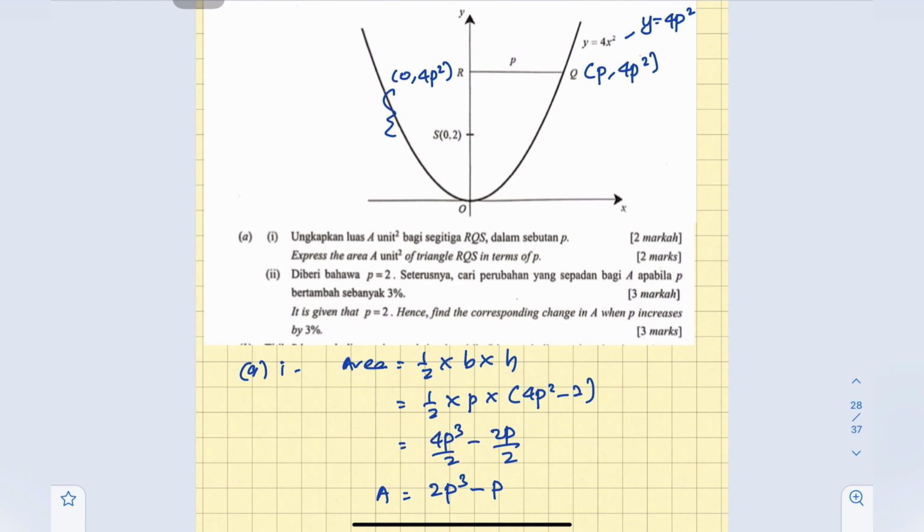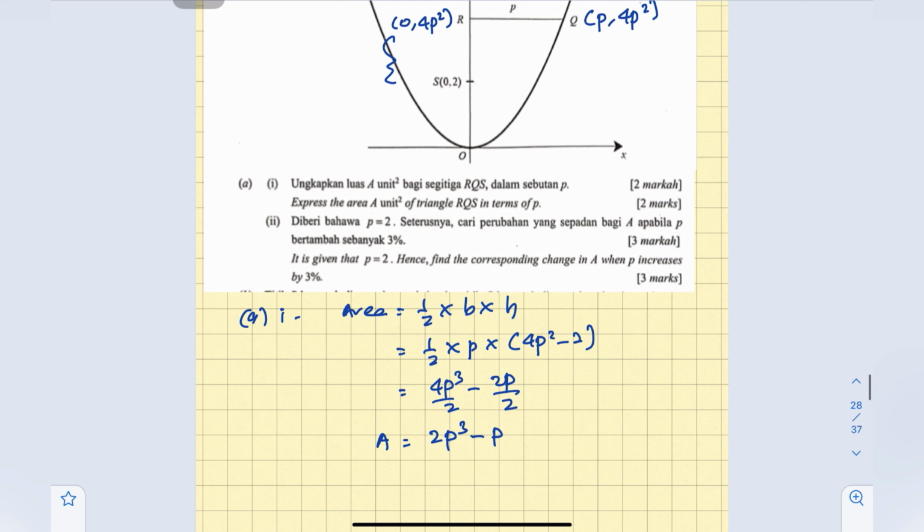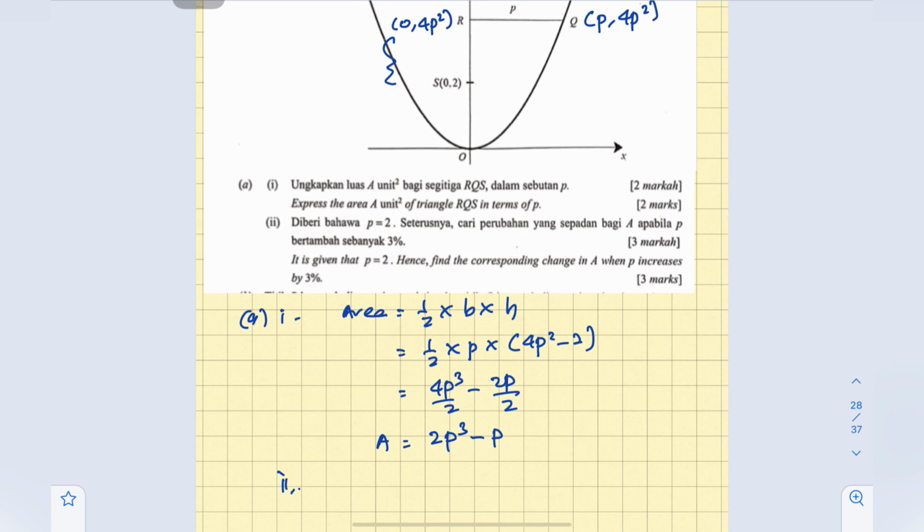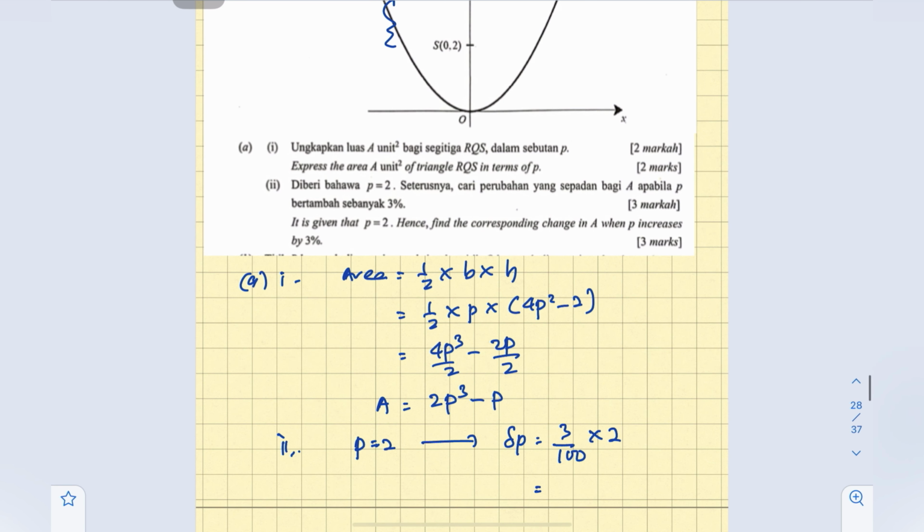Part (a)(ii), it is given that P equals 2. Hence find the corresponding change in A when P increases by 3%. Given here P equals 2. P increases, meaning that delta P is 3% times 2, which is 3/100 times 2. So delta P equals 0.06. To find the corresponding change in A, meaning that we are going to find delta A, we need to differentiate A with respect to P first.